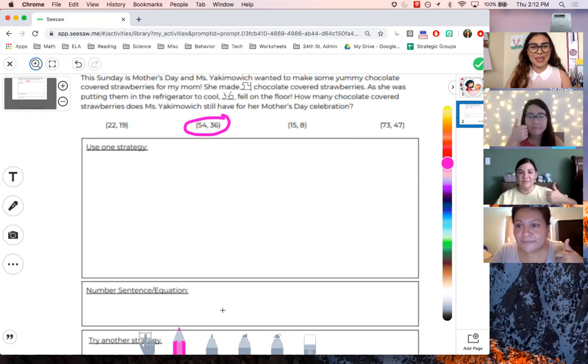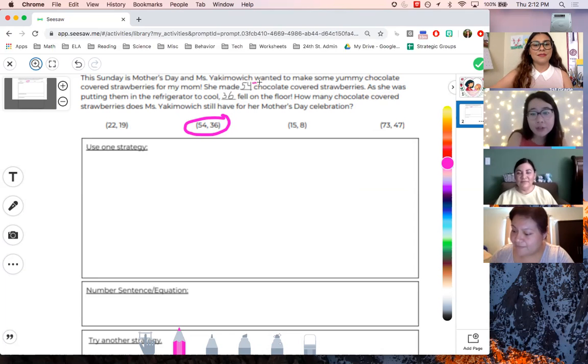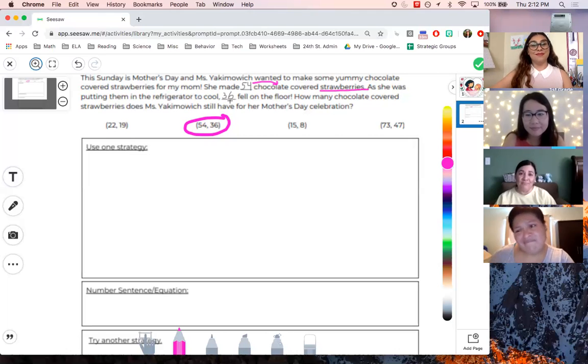All right, Miss T, what does the 54 represent in the story? 54 represents the number of chocolate-covered strawberries you made. Perfect. It's right there. 54 chocolate-covered strawberries. All right. And Miss Hernandez, what does the 36 represent? 36 are the number of strawberries that fell on the floor. We didn't put that there, but 36 strawberries fell on the floor.